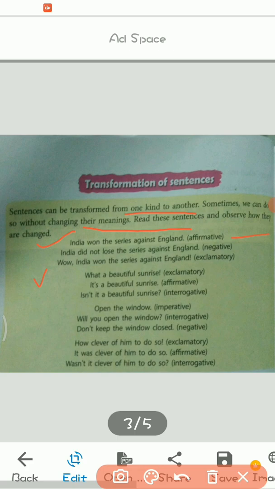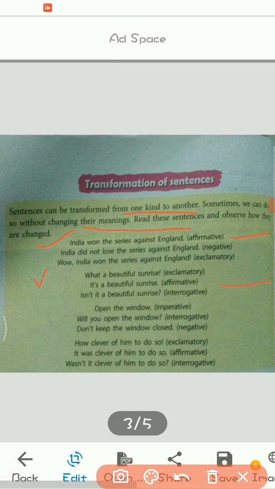Now let's see one more example, given just below the first one. What a beautiful sunrise! This is an exclamatory sentence, and suggestive words of the initial force are added here. It's a beautiful sunrise. This is an affirmative, and if we want to make it interrogative: Isn't it a beautiful sunrise?